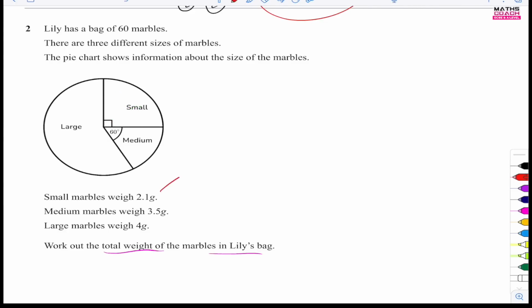So that means we have 1/4 of the marbles. So what is 1/4 of the marbles? The total is 60. So 1/4 of 60 is 60 divided by 4. That gives us 15. So 15 small marbles. Okay, let's go and bank that.